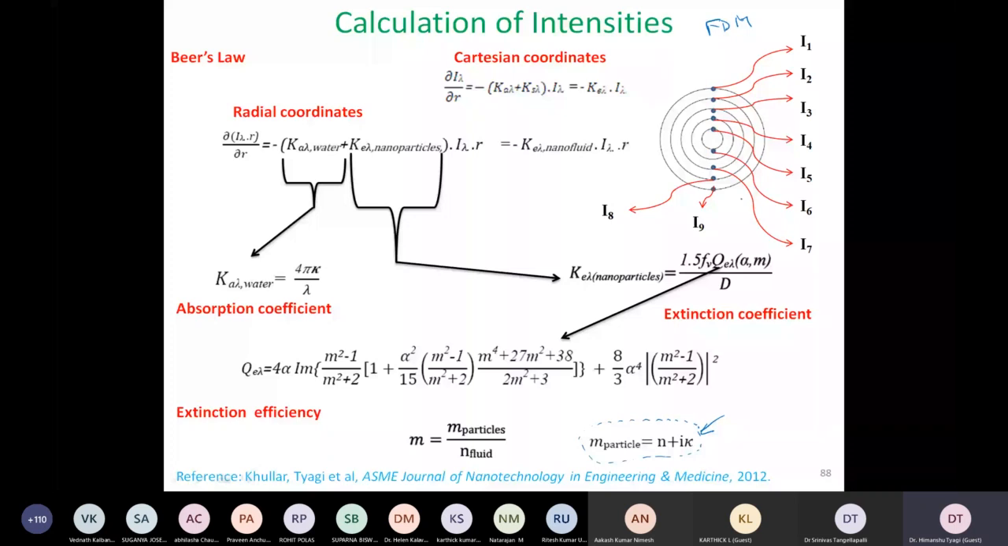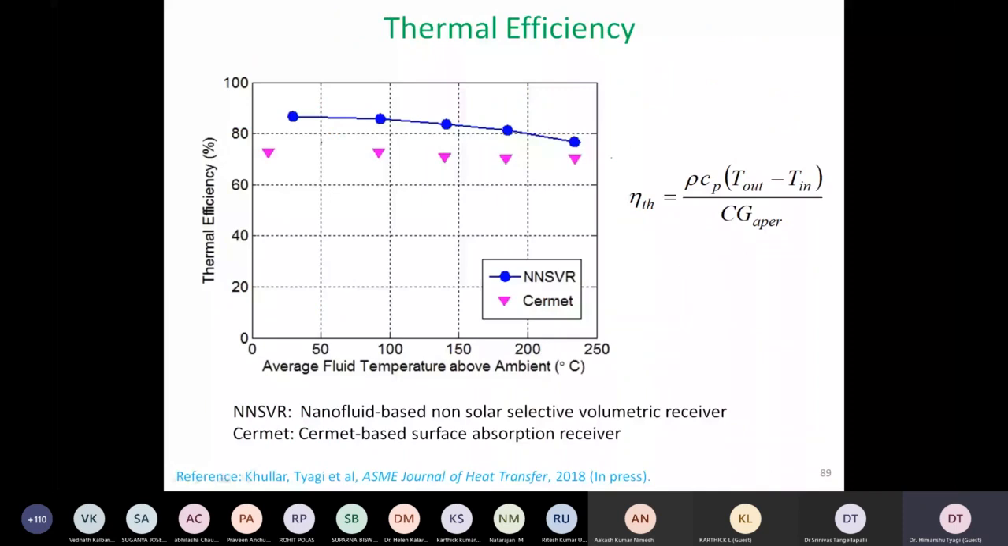So this is the result of that numerical study. Here we were able to show that the blue dots, which represent the result of the numerical simulation showing the thermal efficiency of a nanoparticle-based collector, show about 10 to 15% improvement compared to an existing surface-based absorption design. So these are some promising results, and we wanted to see it experimentally as well.